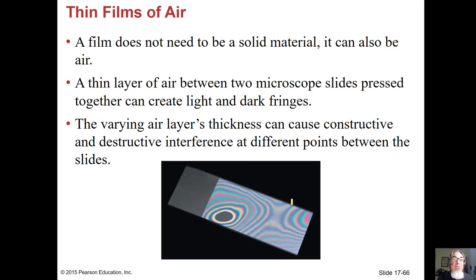Okay, so a film does not need to be a solid material. It could also be air. You can put air between different materials and get all different kinds of pictures. I said usually your eye is in air, but it doesn't have to be like that. You could have any kind of layer that you want. So a thin layer of air between 2 microscopic slides pressed together can create light and dark fringes, as you see down in this picture. So we have thin film interference going on, constructively and destructively.